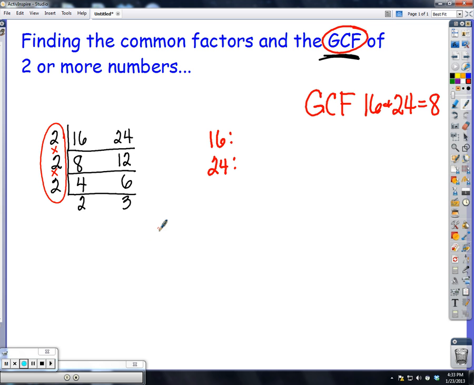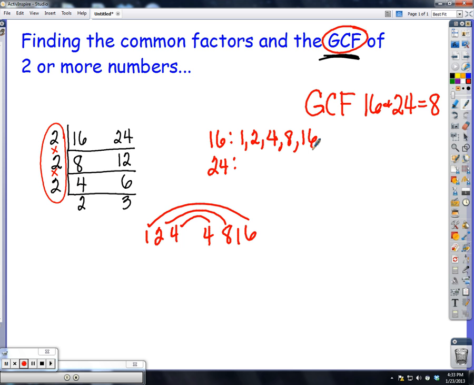Now I'm going to run through this pretty quickly. 1 times 16 is 16. 2 times 8 is 16. 3 won't go. 4 times 4 is 16. I repeated, so I'm finished. 1, 2, 4, 8, and 16 are the factors.